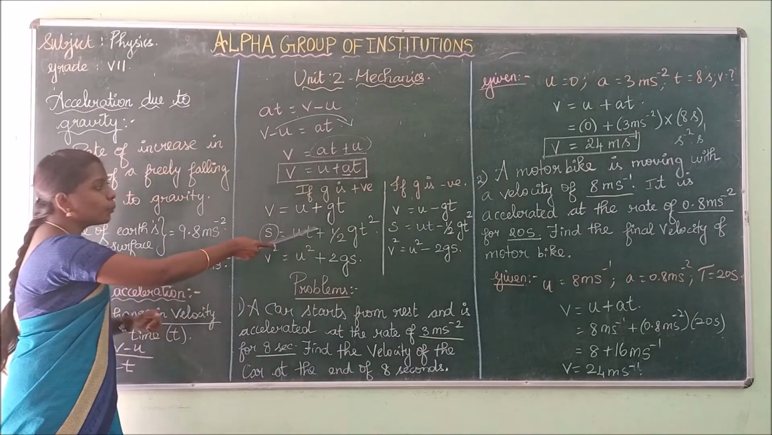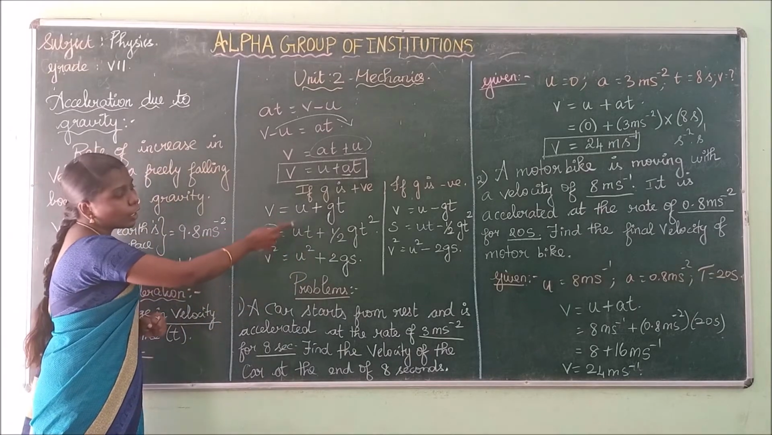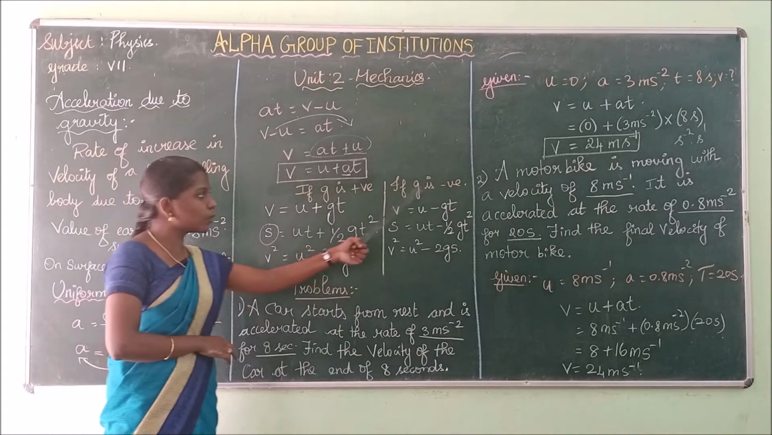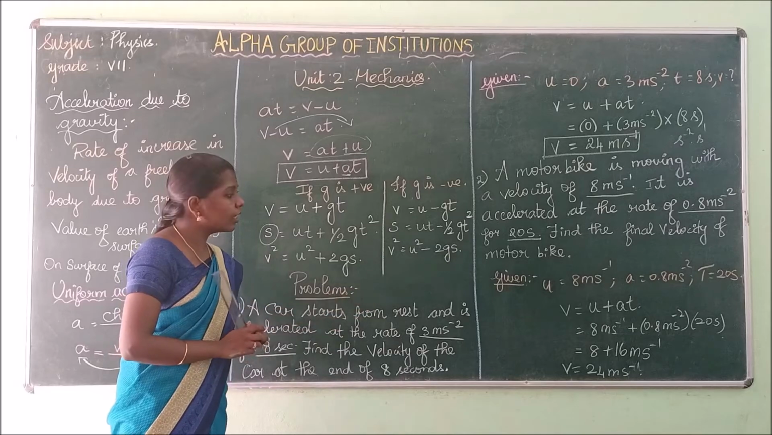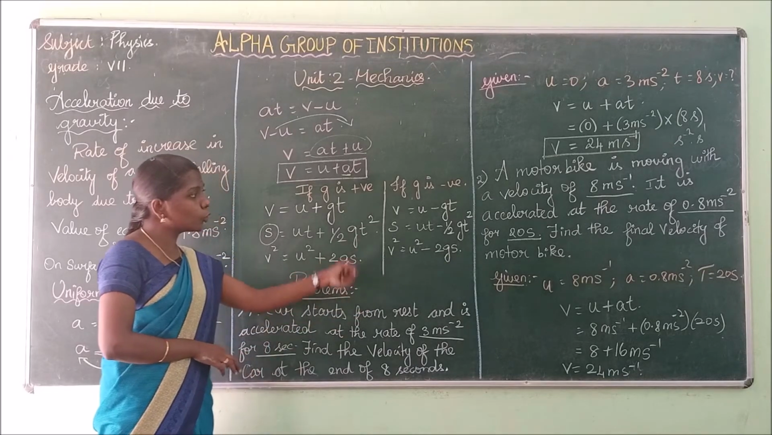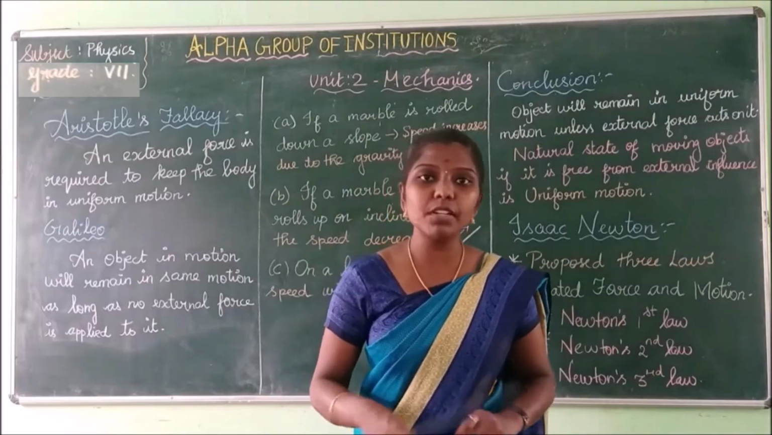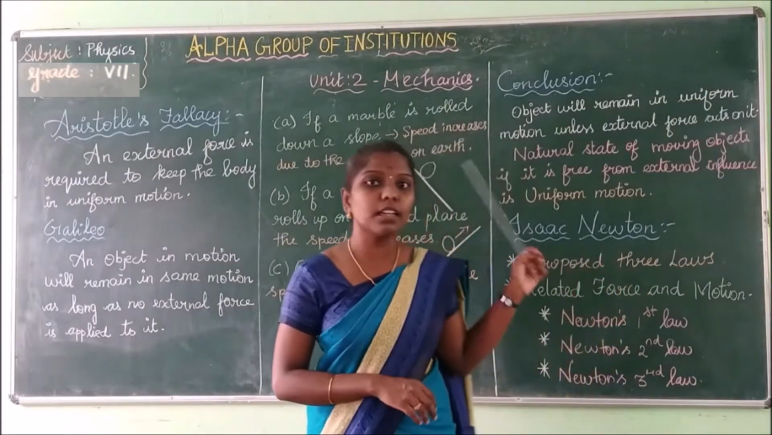If this A is replaced by G, where G is your acceleration due to gravity, V is equal to U plus GT. If G value is positive, all the values will be in positive sign. If G value is negative, then all the values will be in negative form. Then we have seen two problems based on this formula. Is it clear?